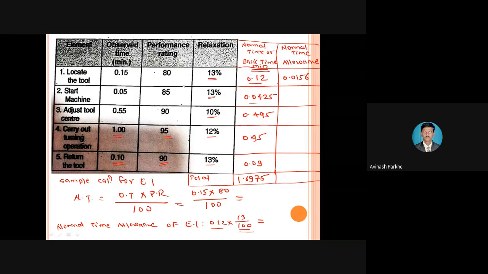Second, one by one, please tell me. For the second element, again, the normal time is 0.0425. How much percentage? 13%. Tell me the answer one by one for the second element. Normal time allowance is equal to 0.0425 into 13 divided by 100.